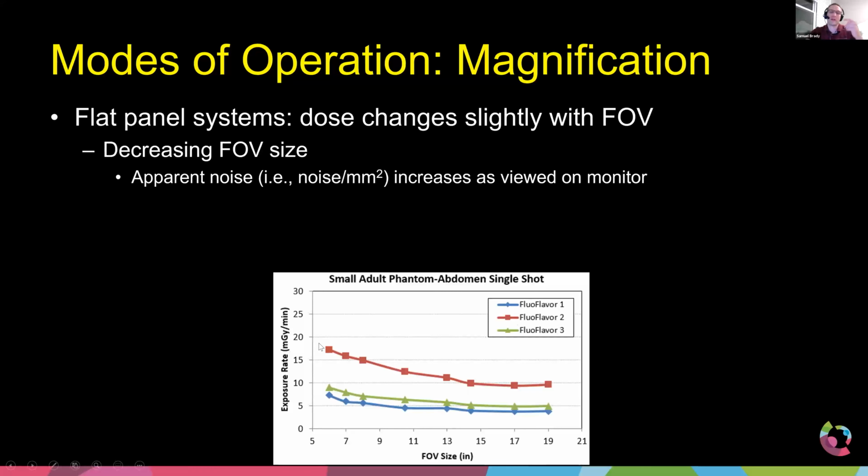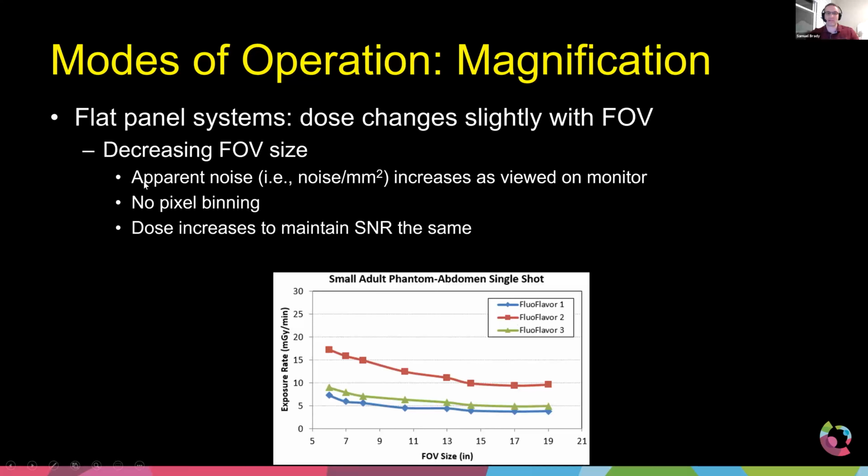And so in a flat panel system, they actually increase the dose just a little so that you can tamp down some of that noise. So as you make the image bigger and bigger and bigger, the noise doesn't look as overwhelming. Even though if you didn't do that, the noise would stay the same. It just appears different. So it goes back to that whole thing of in fluoroscopy, it's all about the eye, about how we perceive it. So when there's no pixel binning, we need to increase the dose slightly so that we can reduce the amount of apparent noise. Dose increases to maintain signal to noise ratio.